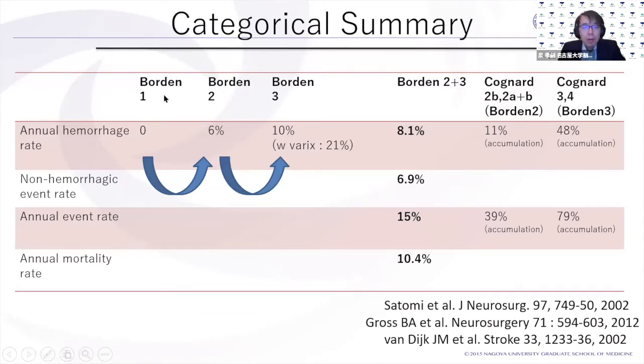And the Borden classification is useful for assessment of natural history. The annual hemorrhage rate differs depending on Borden type. Borden type 1 is 0%, type 2 is 6%, and type 3 is 10% annual hemorrhage rate. And for Borden type 2 or 3, the annual mortality rate is also high at 10%. So we must treat Borden type 2 or 3 dural AVF.